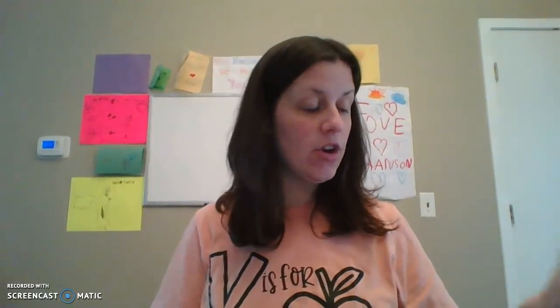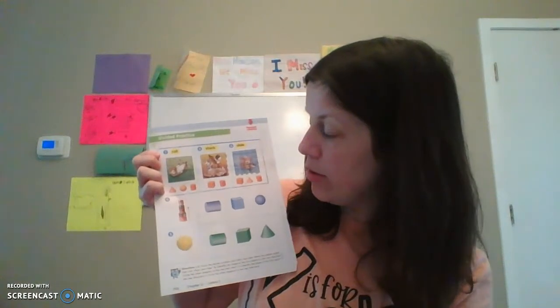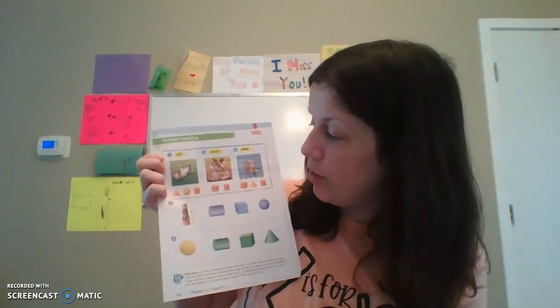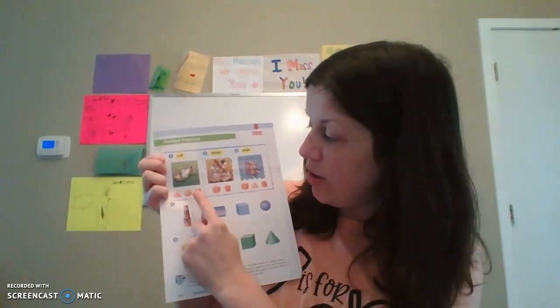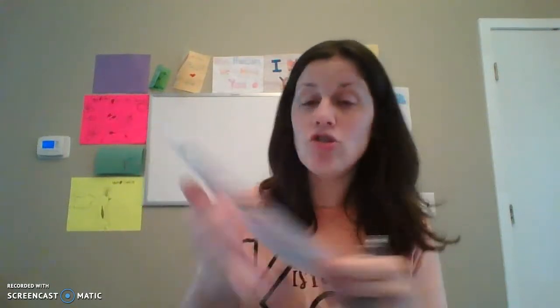All right, so now we're going to turn to the back and we have some examples. Roll. So these 3 shapes can roll: cone, sphere, cylinder. And now it wants you to trace that line showing that it can roll.